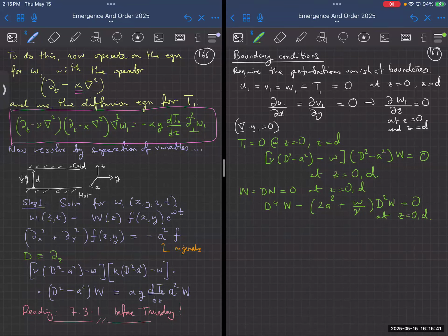Okay, so that is a set of boundary conditions that we need for these equations. They're horrible. Okay, they're absolutely disgusting, but we need all these boundary conditions because we've got a sixth order differential equation. So we need a whole bunch of equations to be able to solve it.